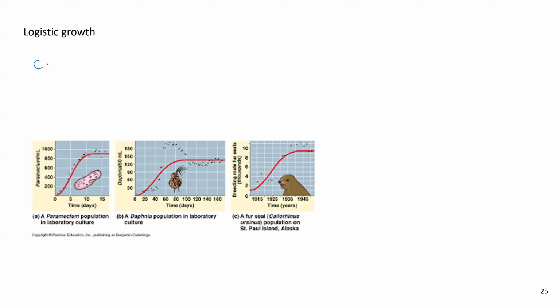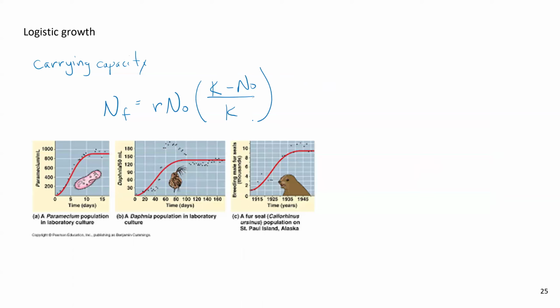So logistic growth takes into account carrying capacity, which is the amount of individuals in a population that the environment can support. Our equation for logistic growth is N final equals R times N sub 0 times (K minus N sub 0) over K. So again, R is going to be our rate of change. N sub 0 is our starting population. But here we have K, which is carrying capacity.